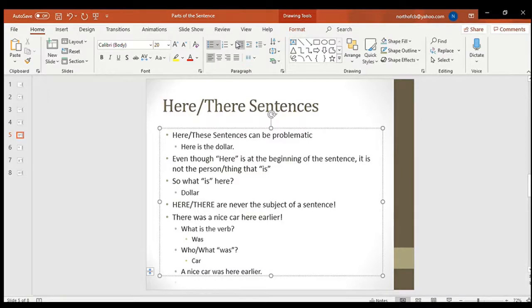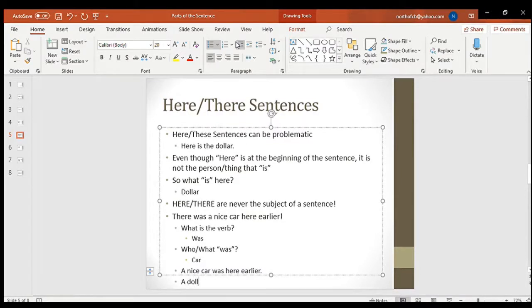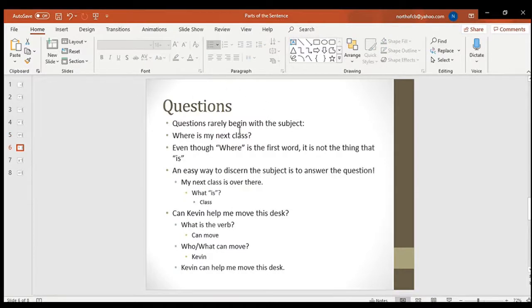And so that's just a simple way to do it. You could also do, again, a dollar is here. So try to re-invert the sentence to see it all together. And that's just an easy way to check yourself. If you identify the verb, put the subject at the beginning and see it both ways. That's an easy, simple way for you to check yourself, because I know it can be a little frustrating. So that's what to do with here and there. Just remember they can never be the subject.